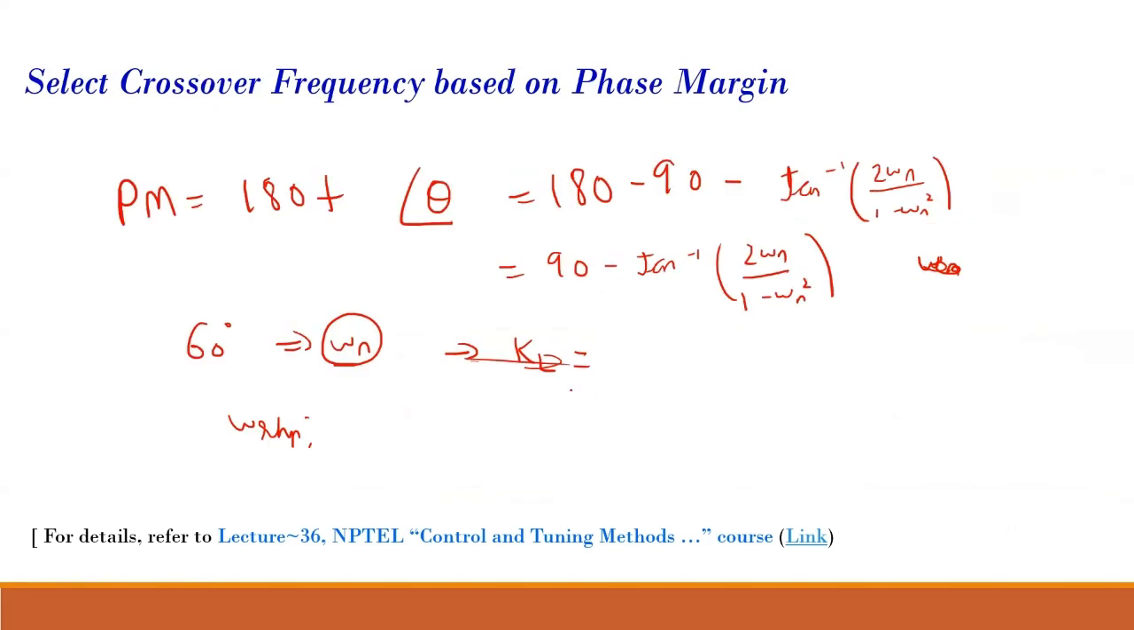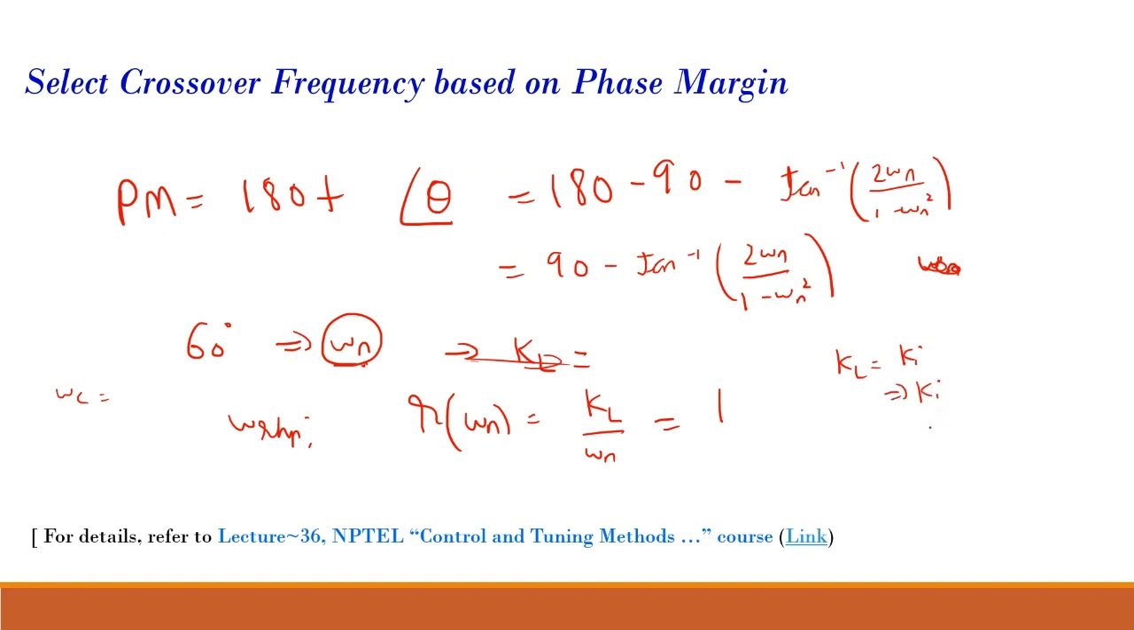So my magnitude R of omega n is KL upon omega n. Once I find omega n, the frequency at which it occurs is my crossover frequency, and at that frequency the magnitude should be 1. Based on that, since KL has KI in it, I will find out the value of KI.